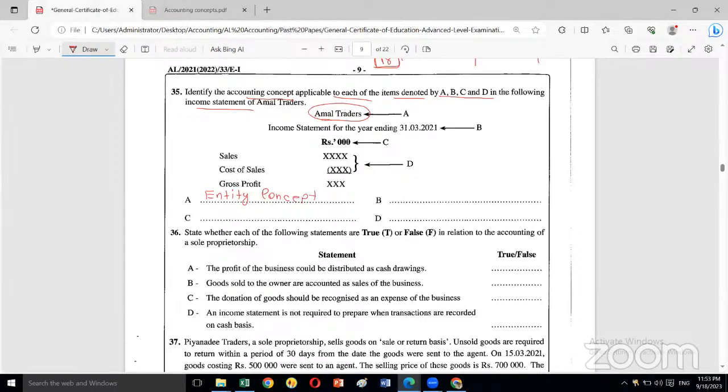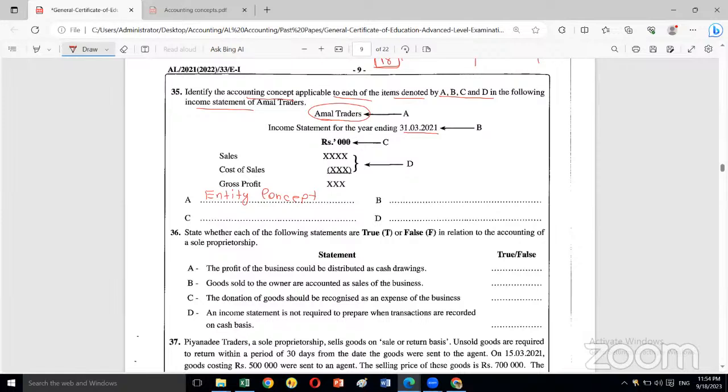Because owner has a different name, business has a different name. Owner is a separate person from the business. So here if they mention the business name, what is that concept? Entity concept, because owner has a different name, business has a different name. So entity concept. Second, B, if they mention the date, what is the concept, Putha?